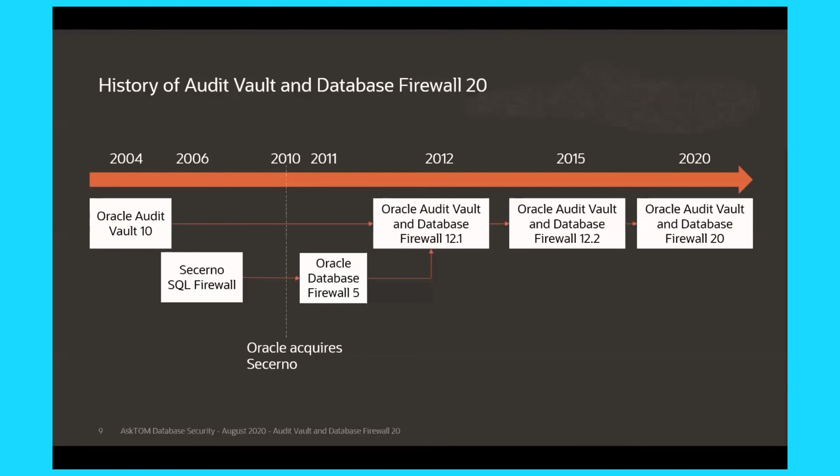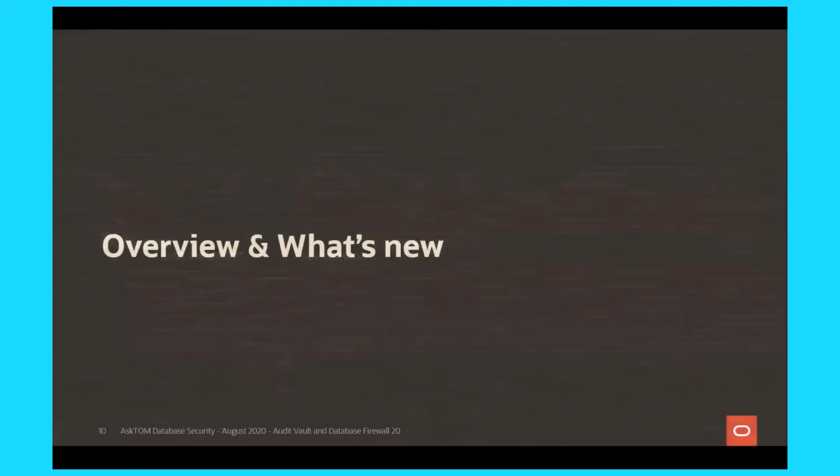We continued with the 12 release through 12.2, which we released in 2015. And along the way, there were bundle patches. So there was a 12.1.0.2, 3, 4, same thing for 12.2, until just last month when we released Oracle Audit Vault and Database Firewall 20. So current release, Oracle Audit Vault and Database Firewall 20, and that's what we're talking about today. Okay, so now you know the history of it.